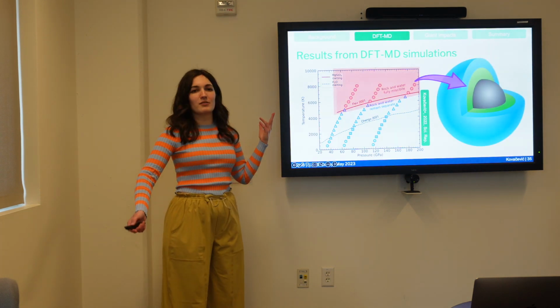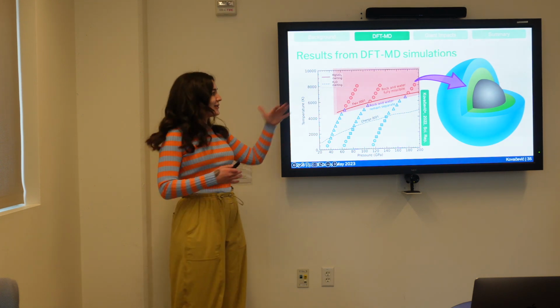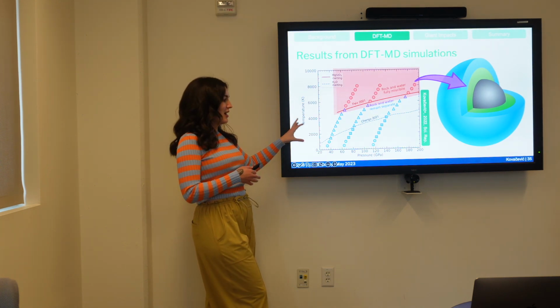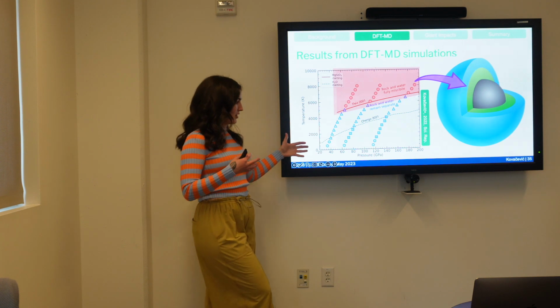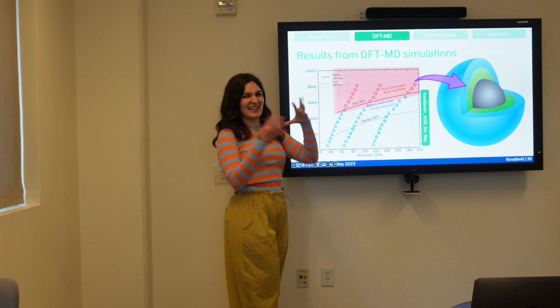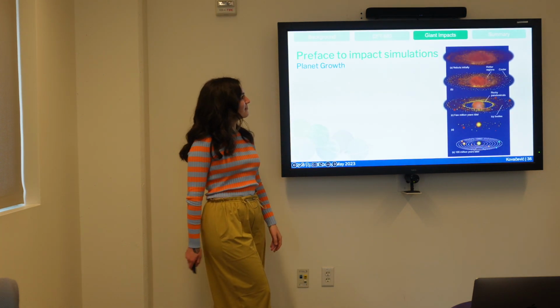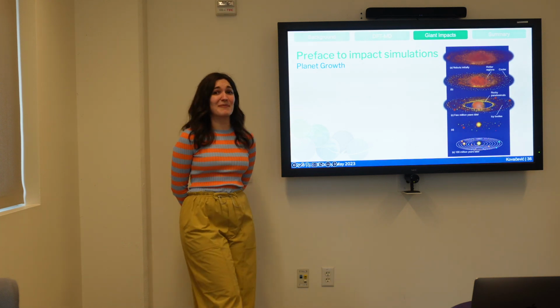Okay, cool. So we know that they're miscible, but what does that mean about water worlds? The pressures, at least what we've modeled, are going to be present, but are the temperatures present at that rock-ice boundary layer? Okay, let's talk about giant impacts and where we might get that temperature.